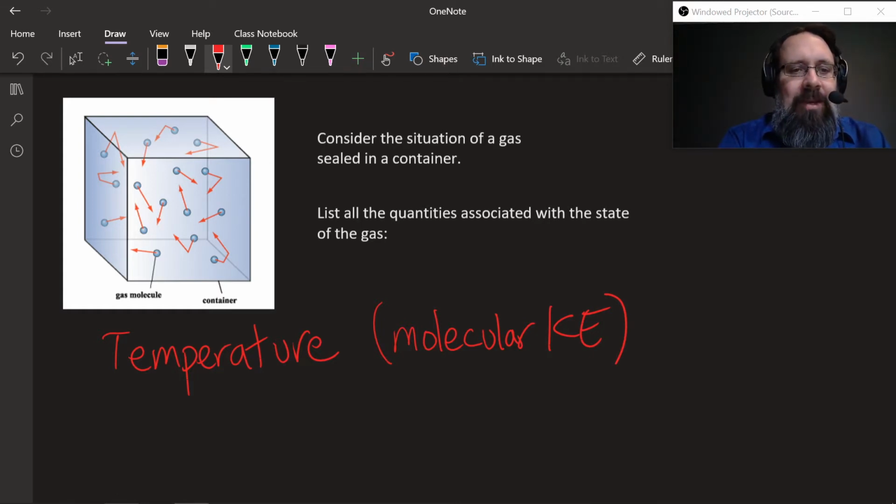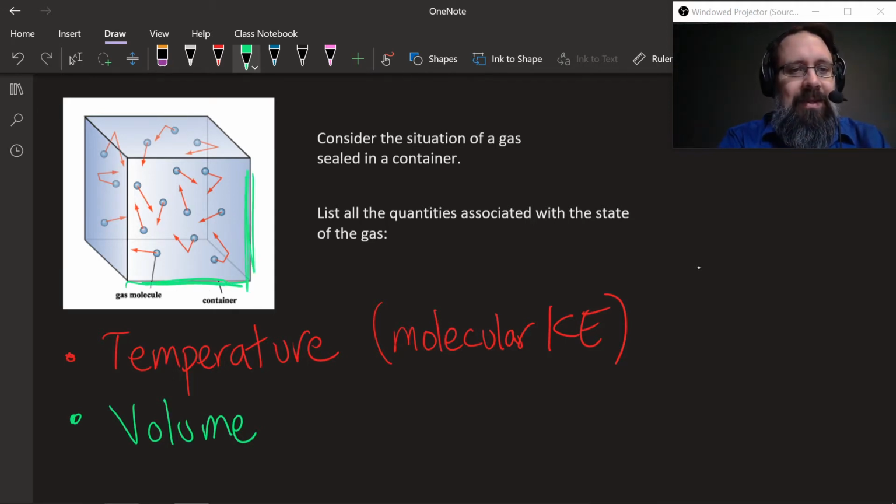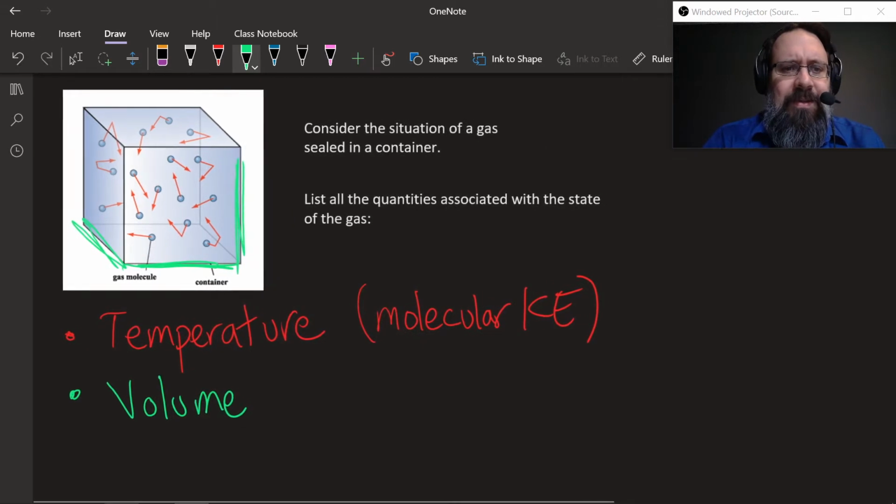The second thing that we can measure about the gas would be the volume, like the space that it takes up. So, in this case, it would be the dimensions of this box. So we'd have this width, this height, and then this depth, and we just multiply those together to find the volume. What are some other things we can think about for this gas?